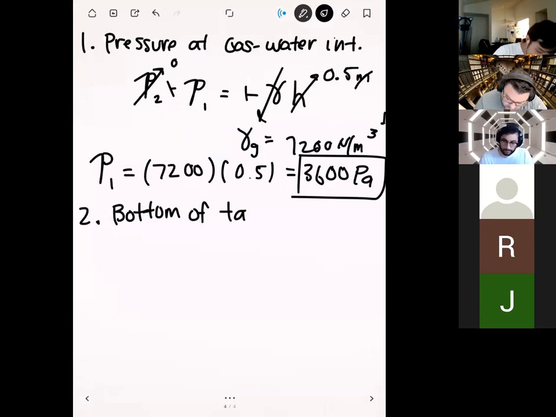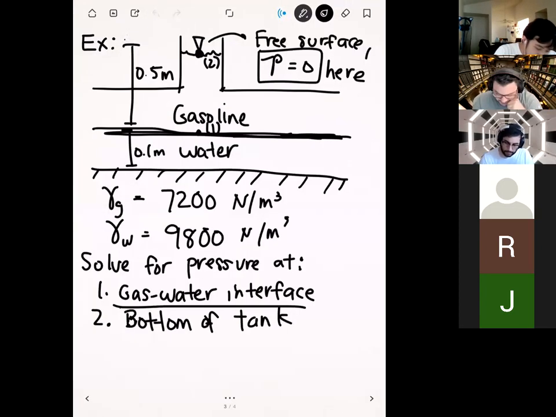Okay. So now let's do the next part of the problem. So the next part of the problem asks us to find the pressure at the bottom of the tank. Okay. So the bottom of the tank being right here. Okay. And so we're going to use the same formula that we did before. So we're going to do P2 minus P1 is equal to the specific weight multiplied by the height. Okay. But since we're going to a different location, we need to pick our points again.